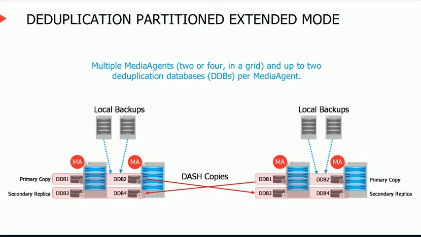The following illustration depicts a 2-node partitioned mode configuration also running in extended mode. The 2 grids are configured as both a primary backup target for local data and as a secondary replica copy target for the alternate grid.